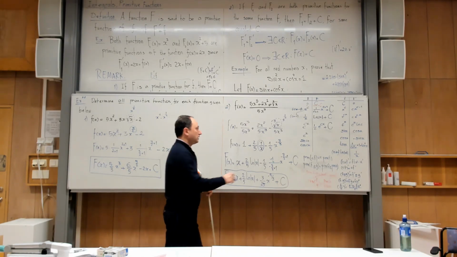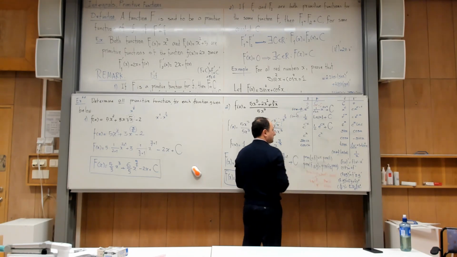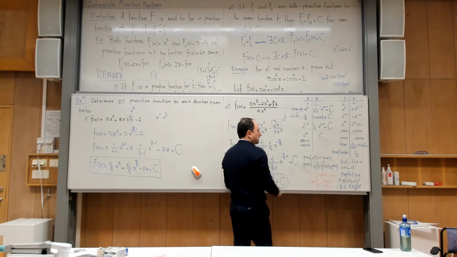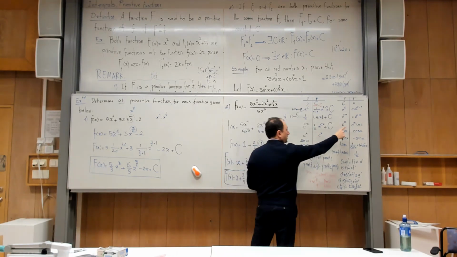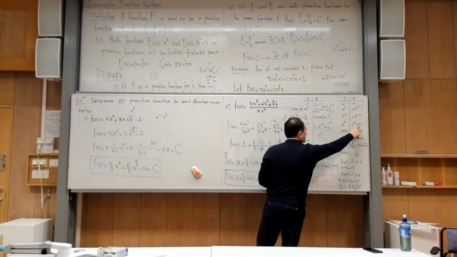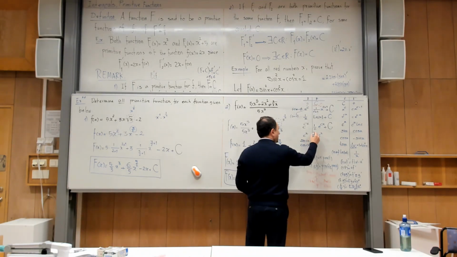Yes? If I ask you about this, you can write c to power x. If I ask you to differentiate it, what do you get? You get this one, that is correct. But you get an extra factor of ln c. You want to get rid of that. So you have to divide by that.